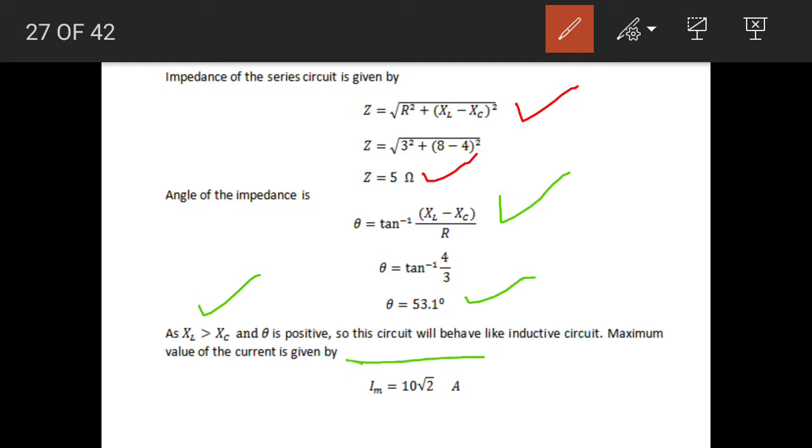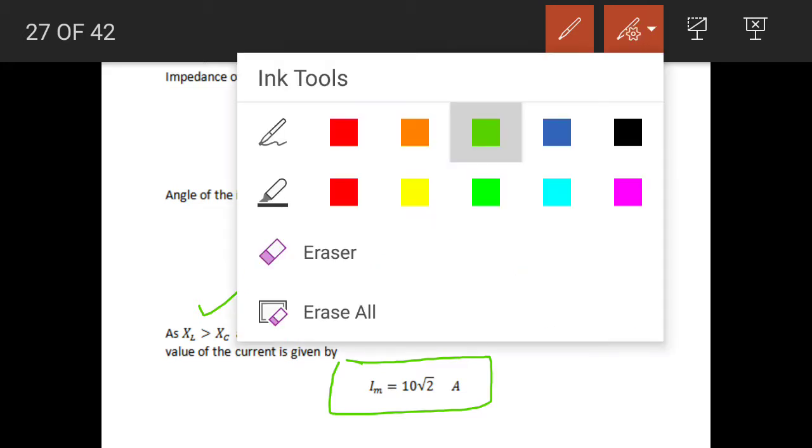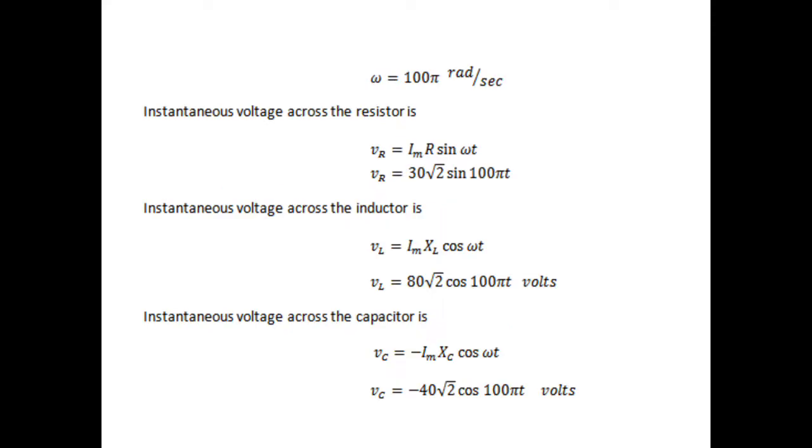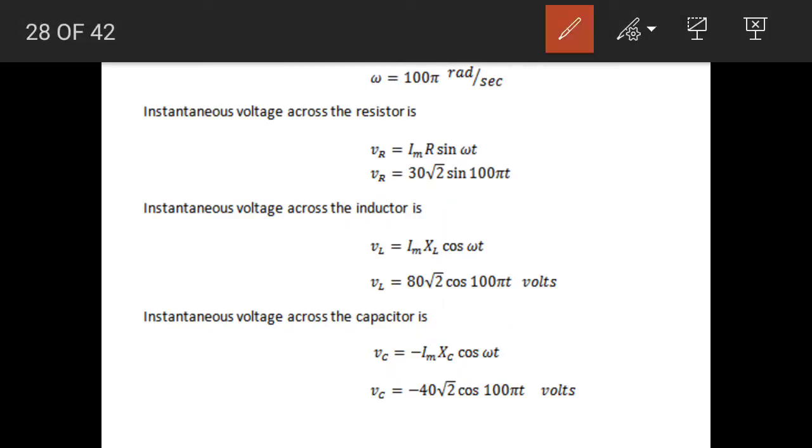The maximum value of the current in this series combination is 10 under root 2 ampere. If we divide this current by under root 2, we get the RMS value of the current. We know that the AC ammeter reads the RMS value of the current. Keep it in your mind that the AC ammeter reads the RMS value of the current. Omega in this particular case is 100 pi radian per second.